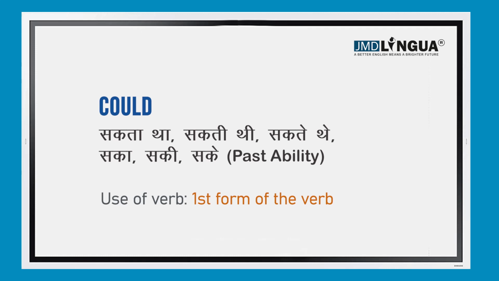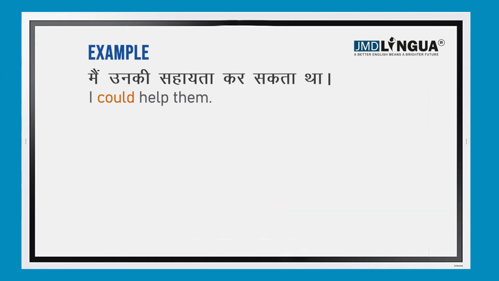For showing the past ability means किसी काम को भूतकाल में करने की क्षमता होना. We have some examples of could.